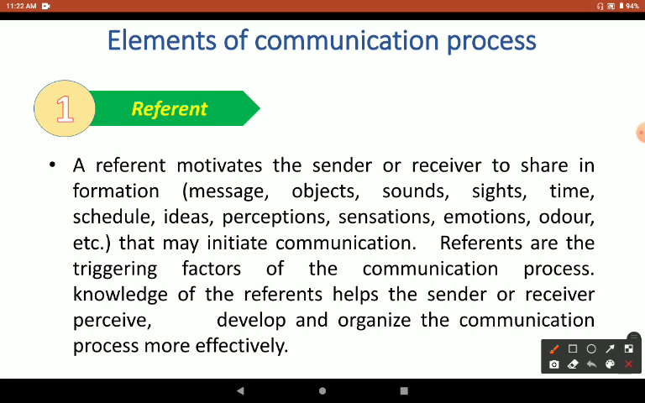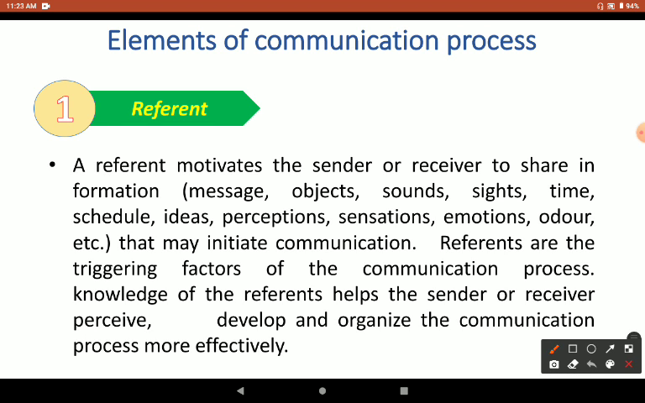So for your better understanding, I want to give an example for a referent. Like if you are in the ward, you are seeing a patient who is having difficulty in breathing. So you are seeing that patient, he is having the breathing difficulty. So you will go to the patient and you will ask, "Baba, what happened?" or by the name, if you are knowing, "What happened to you?"